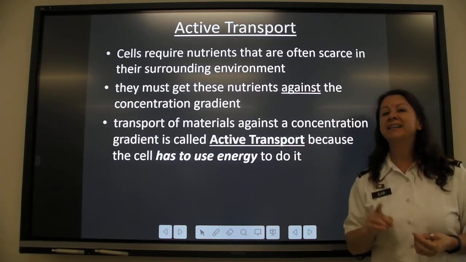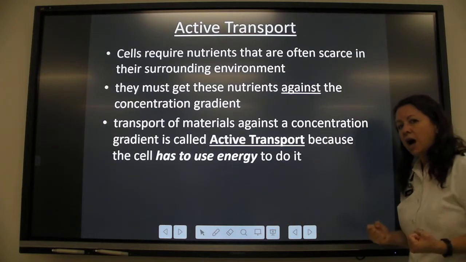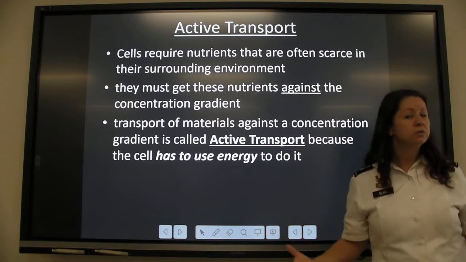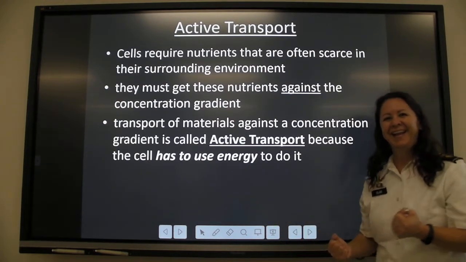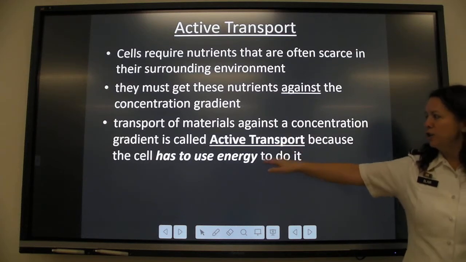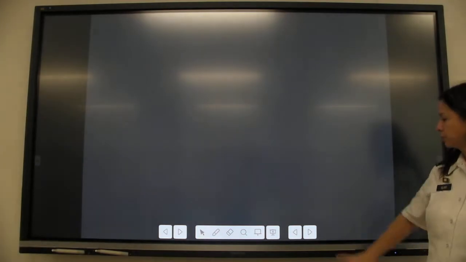Because the cells got to use energy to do it. Yeah, if you're pulling things the opposite direction of what they really want to go, that takes some energy. You got to go work for it. All right, and so you got to use the energy, and that's why we call it active transport.